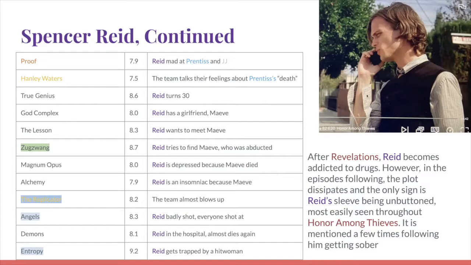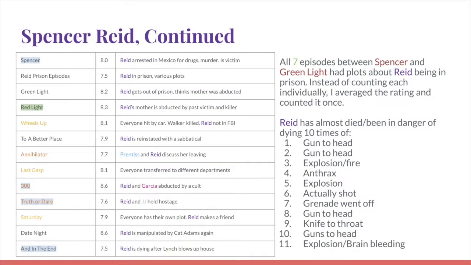And continuing with the plots, we have Zugzwang. This is obviously when Reid tries to find his girlfriend Maeve, who was abducted, and she ultimately dies in that episode. In The Replicator, we have the team almost blowing up. I marked victim for all of them, except again Garcia, because the house they're in almost blows up, and they all narrowly escape. In Angels, Reid is badly shot, and in Entropy, Reid gets trapped by a hit woman. She does point a gun at him, which is why I did mark him as the victim. She did threaten him several times. And in the third slide, we have Spencer, where Reid gets arrested in Mexico for drugs and murder.